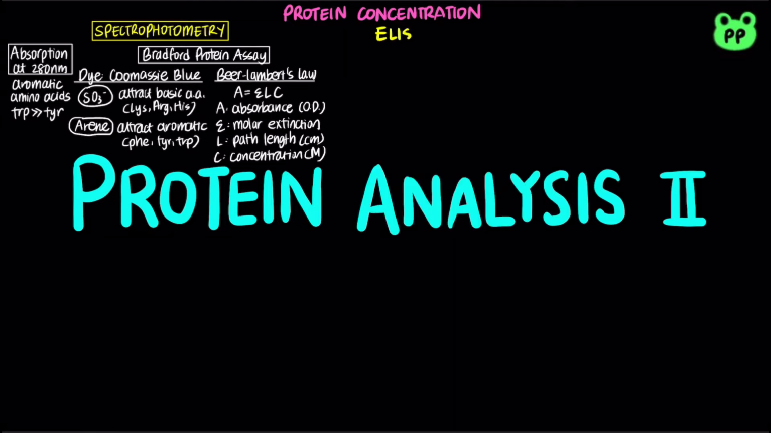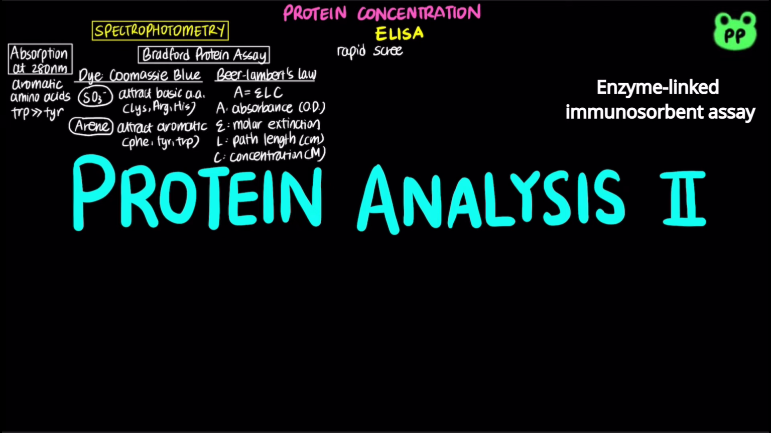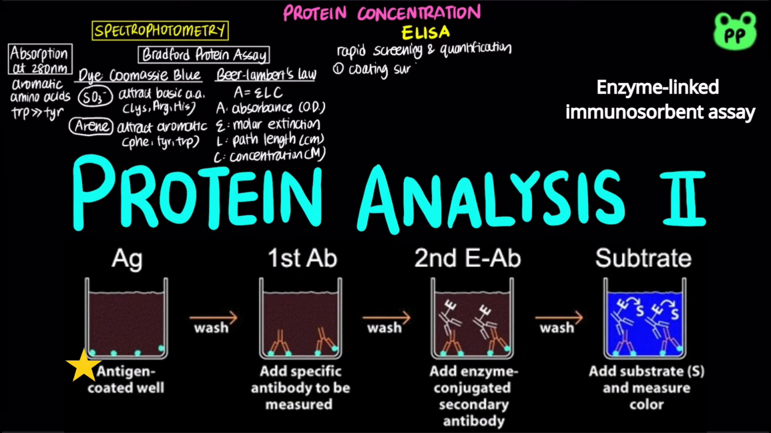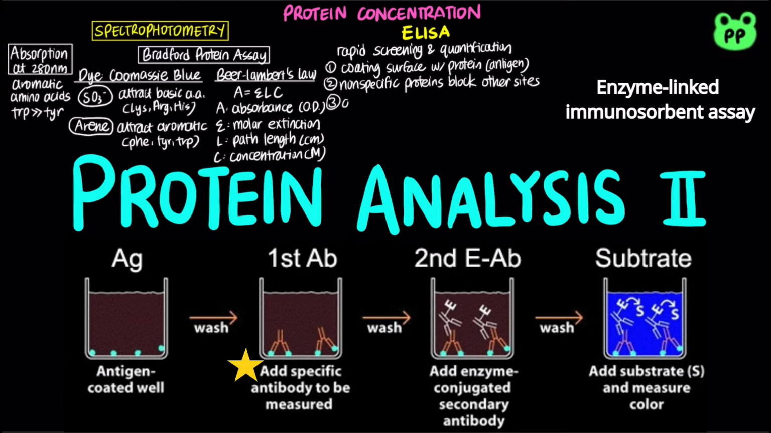Another way to measure protein concentration is ELISA, which stands for Enzyme-Linked Immunosorbent Assay, which is used to rapidly screen for and quantify an antigen, which is the protein in a sample. First, the protein antigen is adsorbed onto a well in an ELISA plate with coating buffer. Another buffer containing non-specific proteins is used to block free sites in the wells. The surface is then treated with a solution containing primary antibody, which binds the protein of interest. The unbound antibody is washed away.